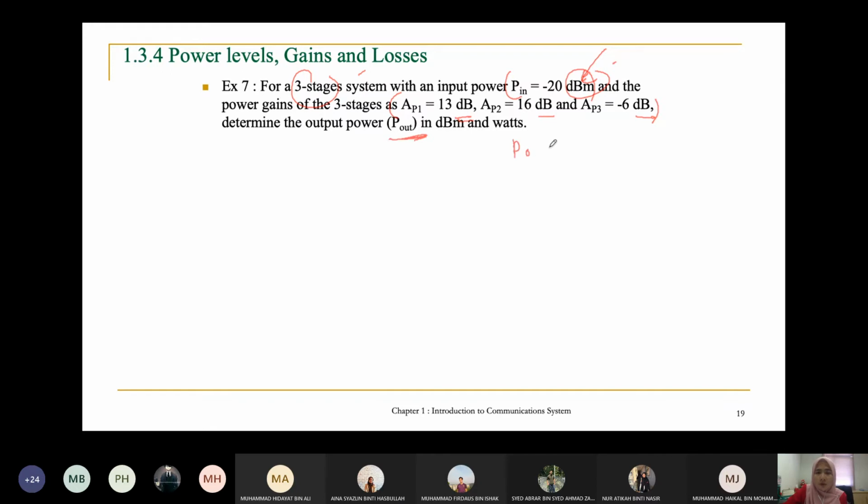So remember, P out is equals to P in multiply with power gain. But you must make sure that this P in is in watts and the power gain is in absolute value. So you need to convert all of this P in, AP1, AP2 and AP3 into watts and absolute values. So first, let's convert P in from dBm to watts.